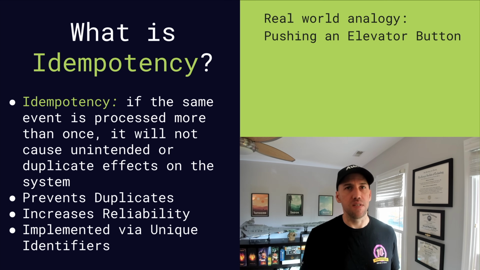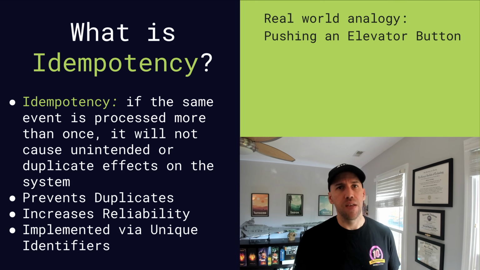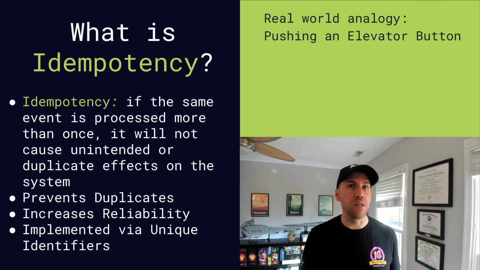Typically, idempotency is implemented using unique identifiers for each event, ensuring each event is recognized and processed only once in a meaningful way. A real-world analogy for idempotent systems is pressing an elevator button. Once you press an unlit elevator button, it changes its state. If you press it a second time, it doesn't unpress itself, nor can it do anything to speed the system up.